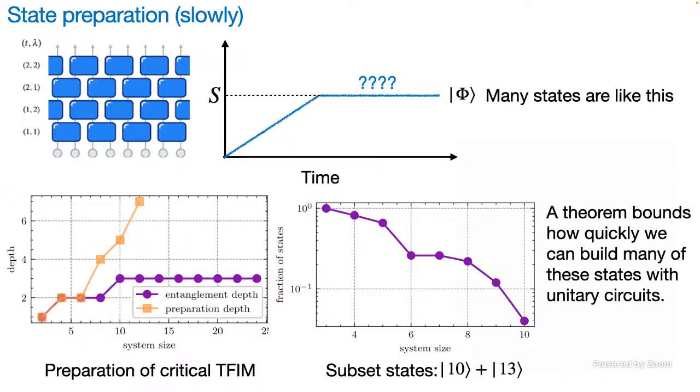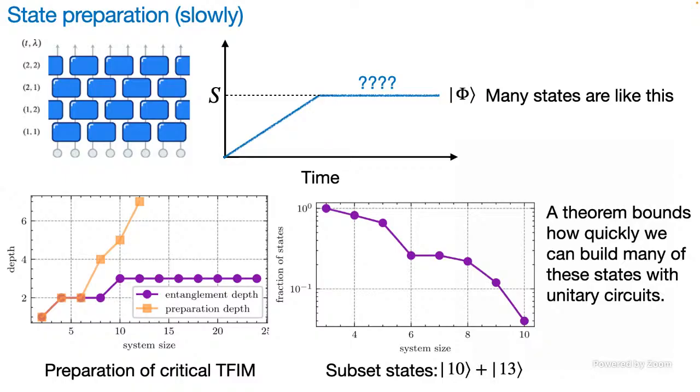But it seems that for many, many states, that is in fact not the case. This is true if I take a random state from the Hilbert space. It's true of many, many other states. If you look at the entanglement versus time or circuit depth, we reached the requisite amount of entanglement for that state to exist way, way before we managed to build the state.